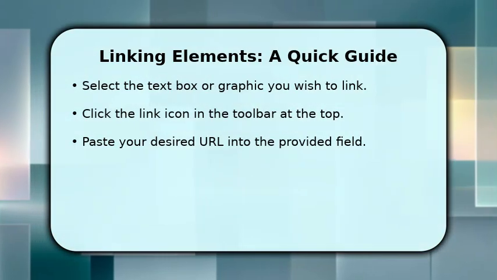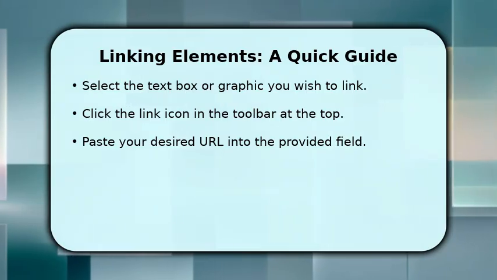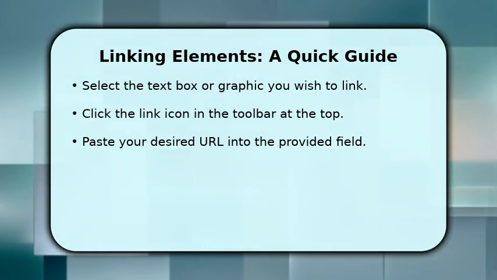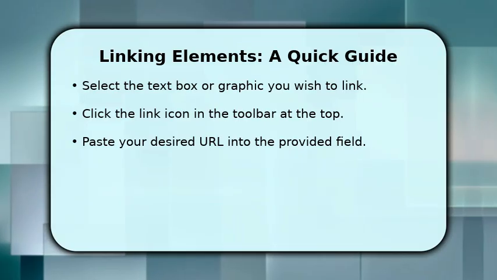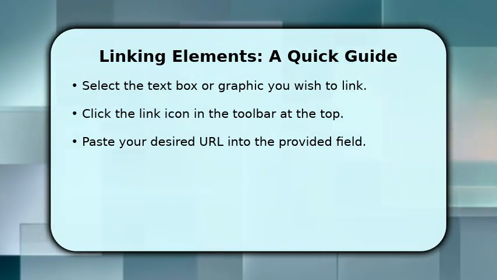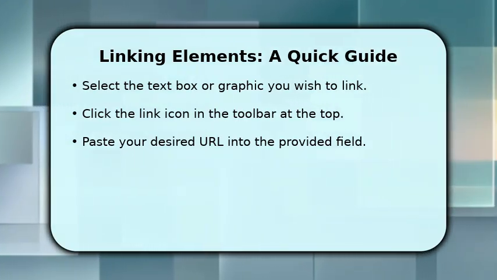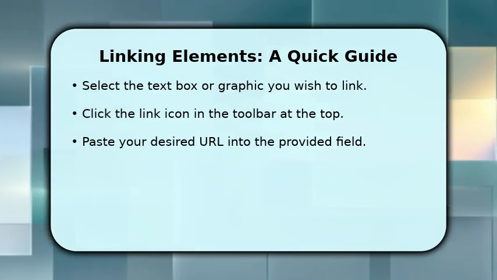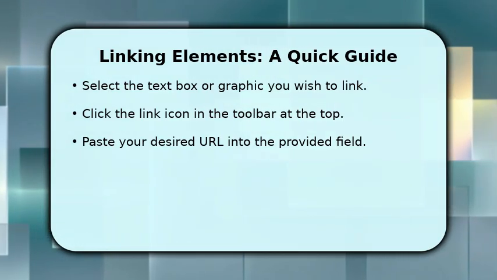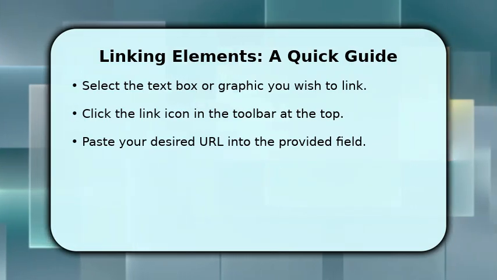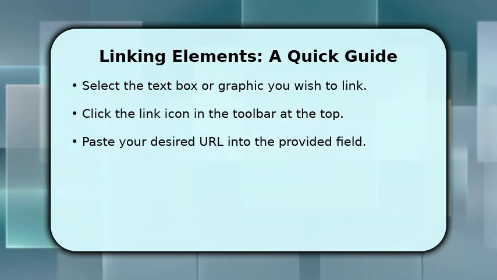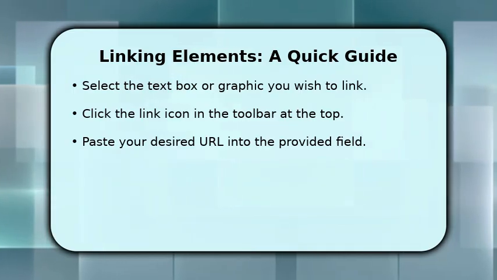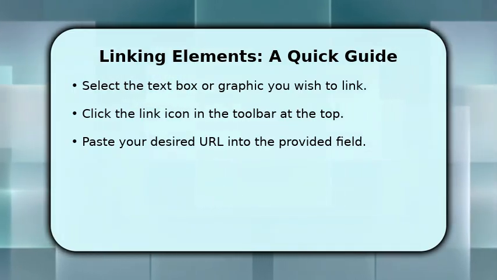Adding a hyperlink in Canva is quite simple. Begin by selecting the specific text, image, or element you want to make clickable. Once selected, look for the chain link icon in the toolbar that appears at the top of your screen. Click this icon and a small box will pop up. Here, you'll paste your desired URL. After pasting, press Enter or click Apply to confirm the link. That's it. Your element is now hyperlinked and ready for interaction.